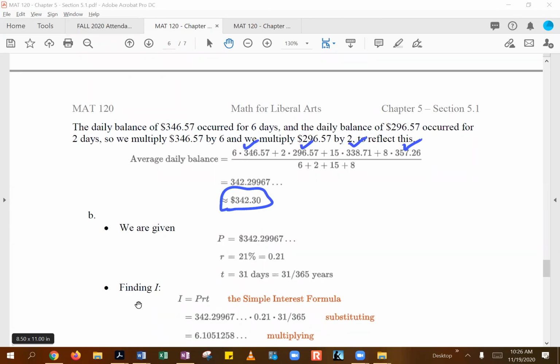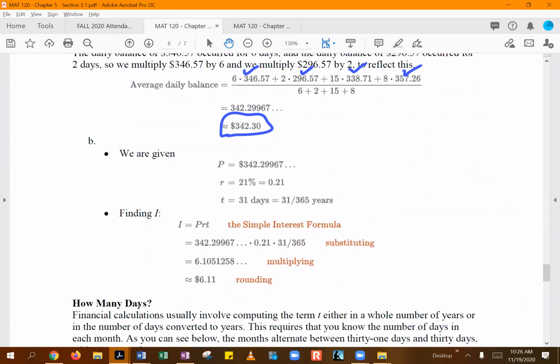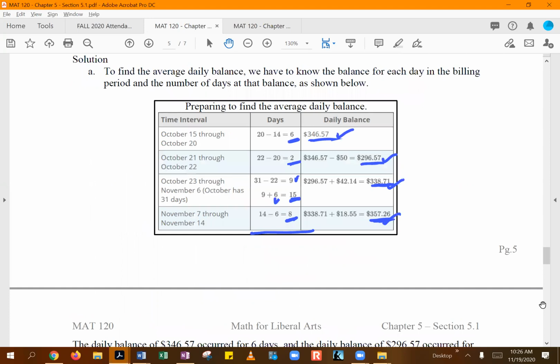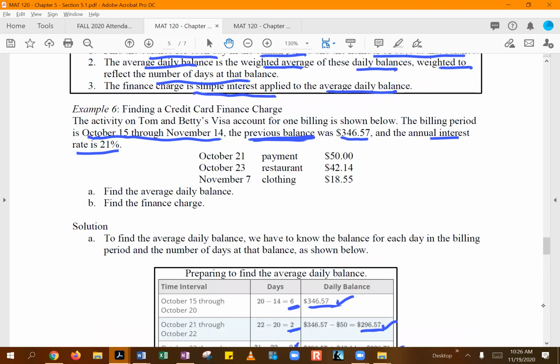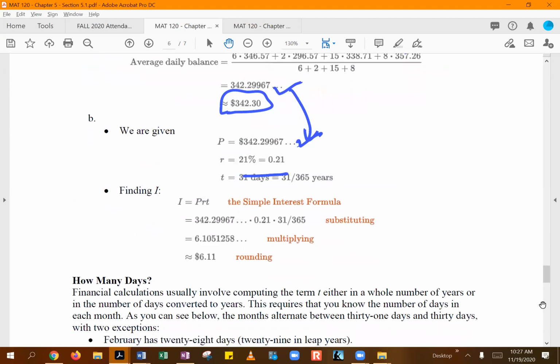All right, guys. So now let's talk about finding those finance charges. So now we have our average daily balance, and they're actually using the non-rounded number over here, which is 342.29967. So that's the number they're using. They are telling us that the annual rate of interest on this credit card is 21%. So that's where this 21% or 0.21 is coming from.